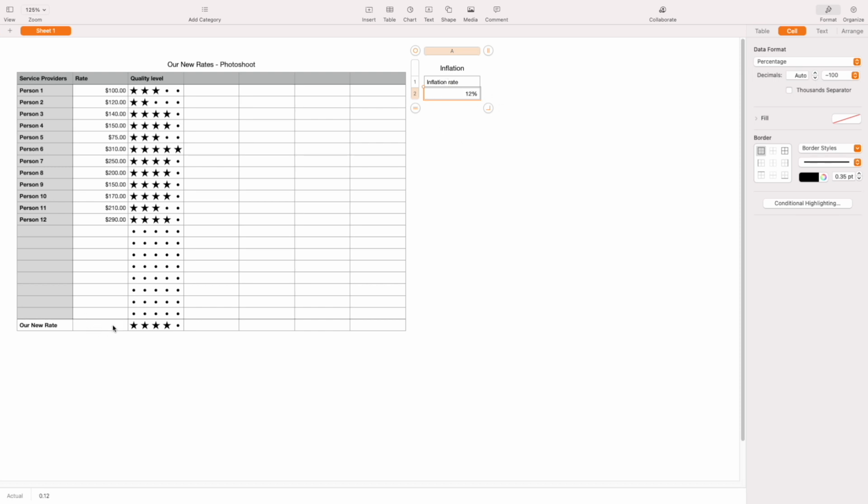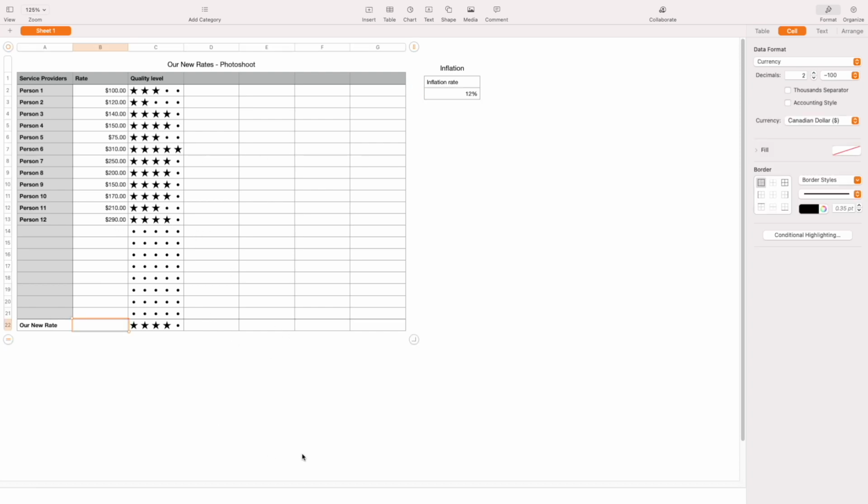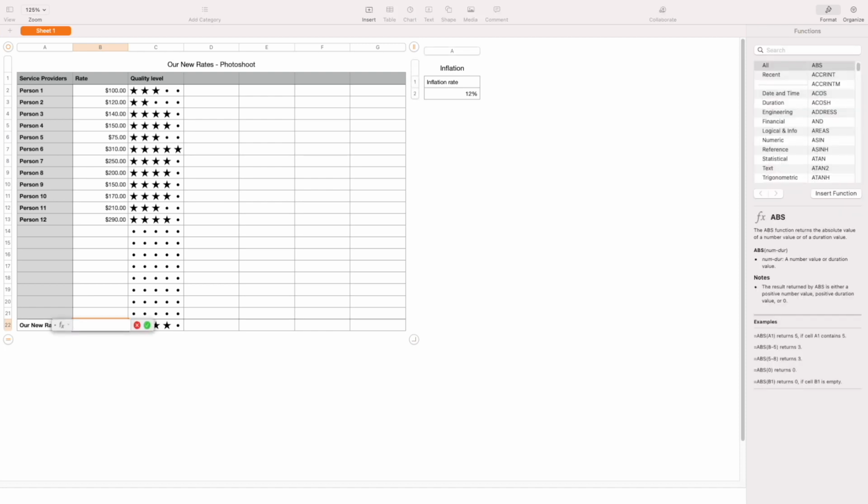Now, let's go ahead and do that calculation. So ultimately what we're trying to find is this new rate based on our 4-star service inside a market of these 12 providers working at these rates with this quality of service. There's actually something already built in to pretty well handle that whole thing. So we hit equal sign to start our function.